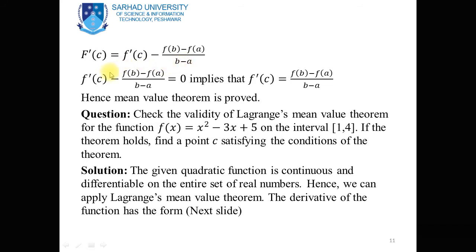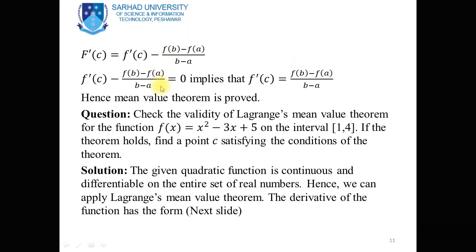And now this implies that the small f function, the derivative of this function at x equals c, minus f of b minus f of a divided by b minus a, is equal to 0. This implies that the derivative of the function at x equals c is equal to f of b minus f of a divided by b minus a, and this is the proof of the mean value theorem.